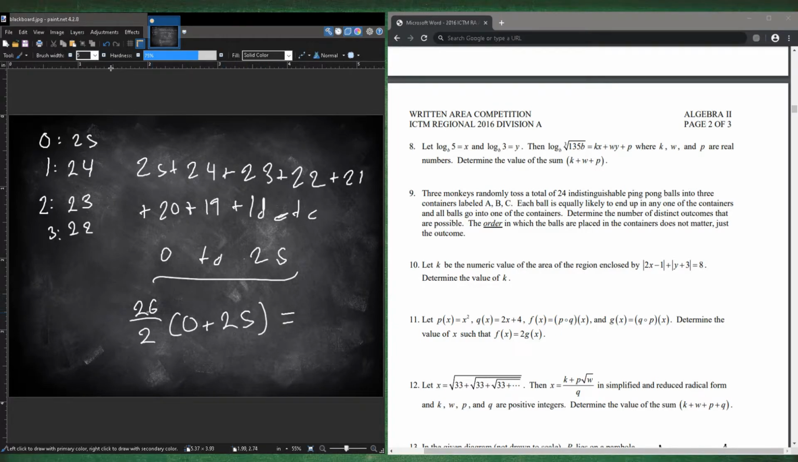So 26 divided by 2 is 13, and 13 times 0 plus 25, which is 25. So that is 13 times 25, which is 325. So your answer for number 9 is 325 combinations. Okay.